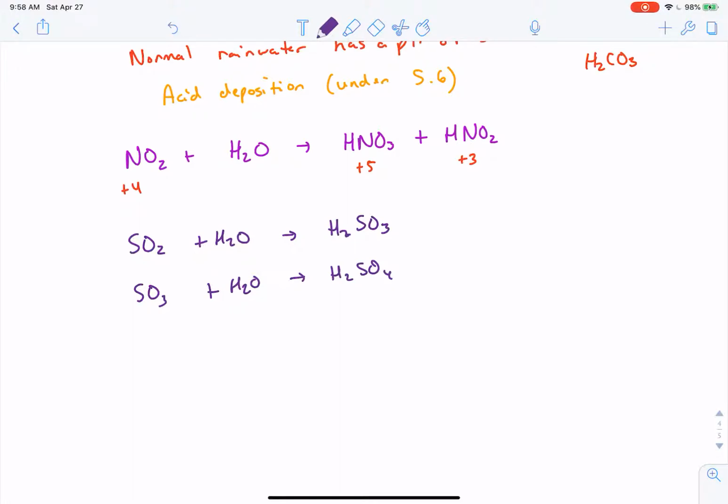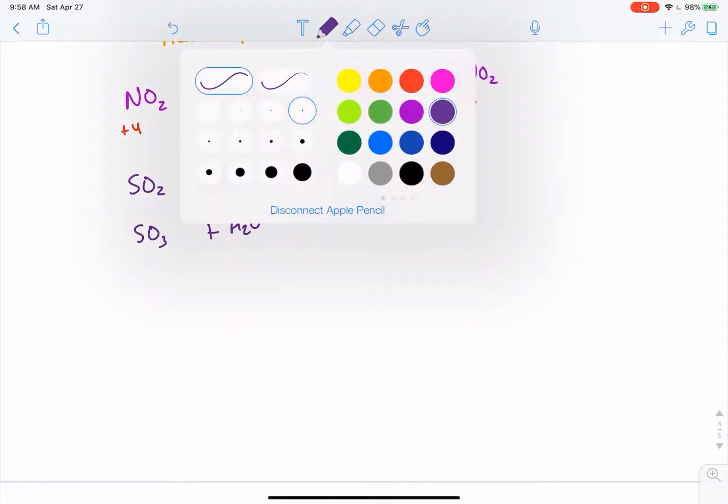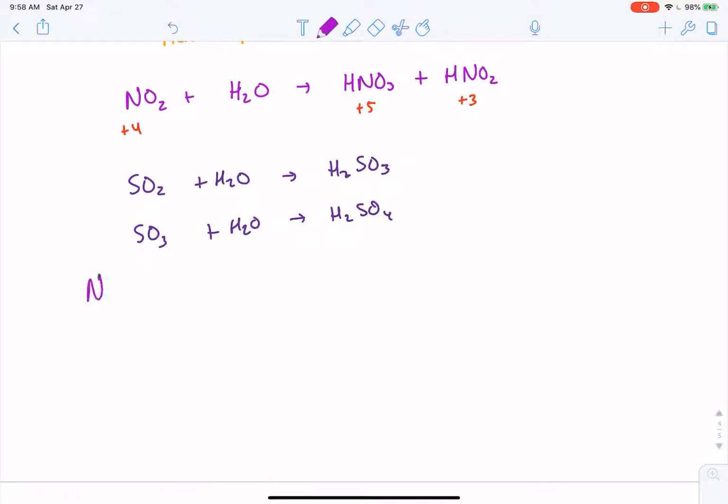So knowing those reactions for acid deposition is going to be important, and also knowing the sources of this. That's what we're going to get into here with what they call NOxes and SOxes, like nitrogen oxides and sulfur oxides.